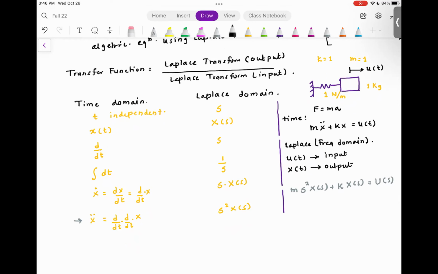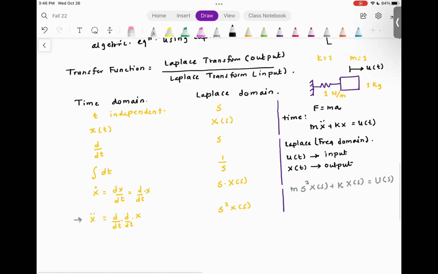What I want to do is find out the transfer function of this system. What is the transfer function? Transfer function is the Laplace transform of output divided by the Laplace transform of input. This is going to be my transfer function. So what is my output? My output is x of s. My input is u of s.